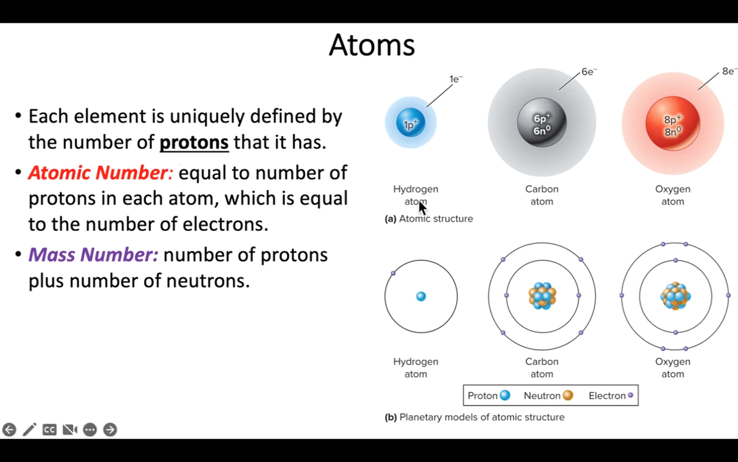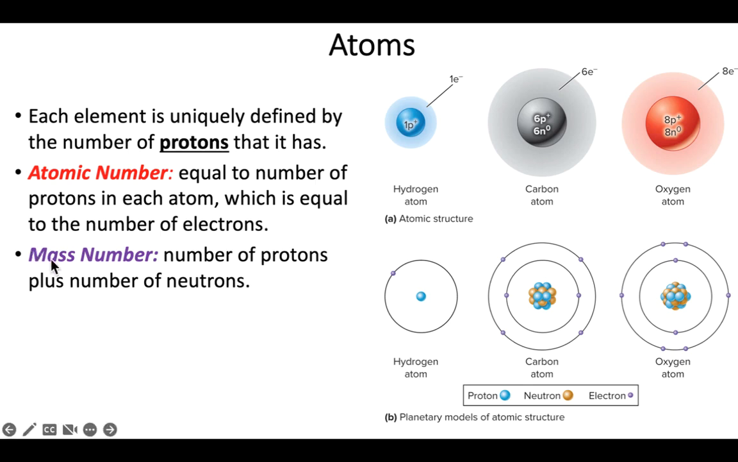So for example, a hydrogen atom has 1 proton. A carbon atom has 6 protons. An oxygen atom has 8 protons. And that is also what we call the atomic number. The atomic number is equal to the protons in each atom. And typically that's going to equal the number of electrons if that atom is neutral.